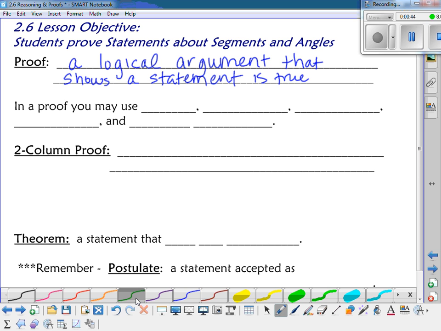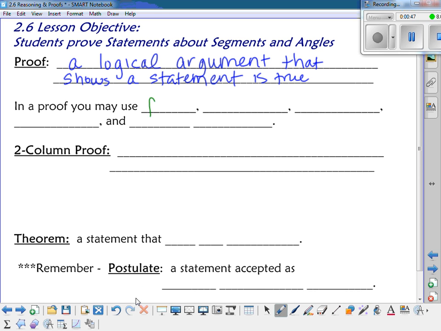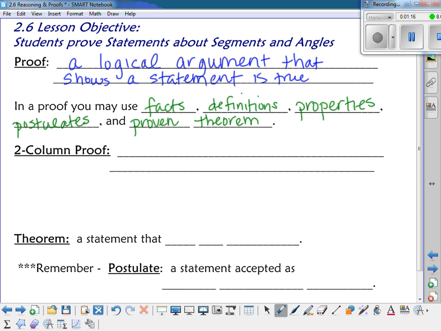So when we're doing proofs, we can use facts, definitions, properties, postulates, and proven theorems. We can use facts, definitions, properties, postulates, and proven theorems.